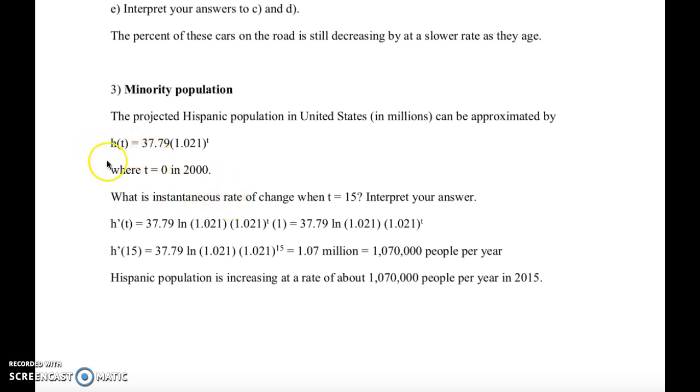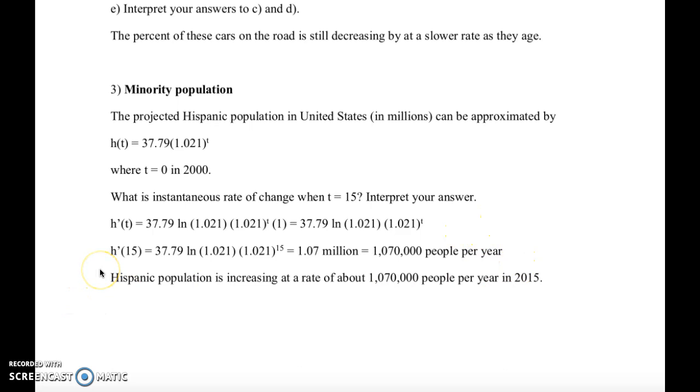And here we have a base that is not e. So we're going to have to use a little bit of our ln rule. So we have 37.79, our ln of our base, times our base to the t power, and times 1, which is not affecting it because the derivative of t is 1. And so our final function is 37.79 ln of 1.021 times 1.021 to the t power, where t is going to represent the number that we plug in for our year.